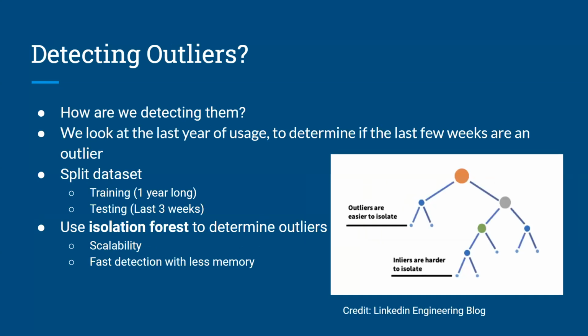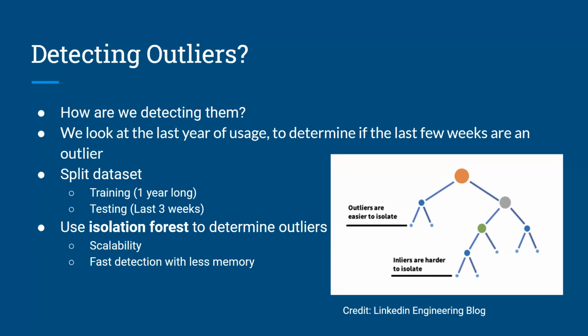And so what that means is how we're going to detect these outliers is we're going to look at the last year of usage and determine if the last few weeks are an outlier. And so we have a training data set, and we split it into a training and testing set. Our training is going to be the last year, and we're going to test over the last 3 weeks.